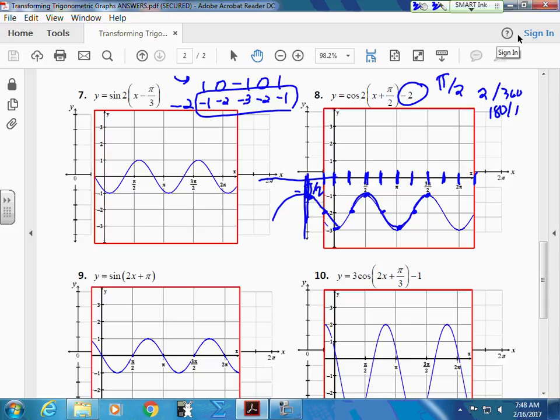Here's my second one, right up here. So where's my period for a 2 cycle? From -pi/2 to +3 pi/2. I can kind of see that one right there. If I only need 1 cycle, I'm going from -pi/2 to +pi/2.